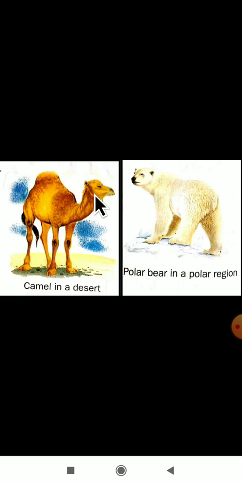Animals like camels have a hump. Yes, this is a camel. Animals like camels have a hump on their back that stores fat. Therefore, they can travel for days without having to eat anything.